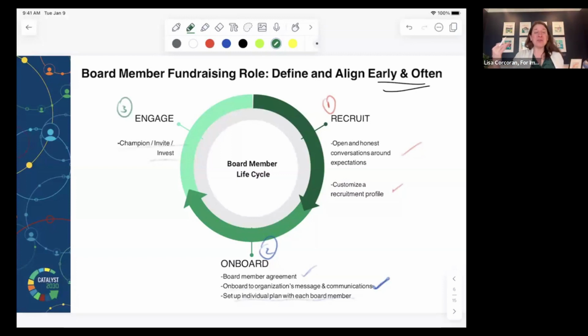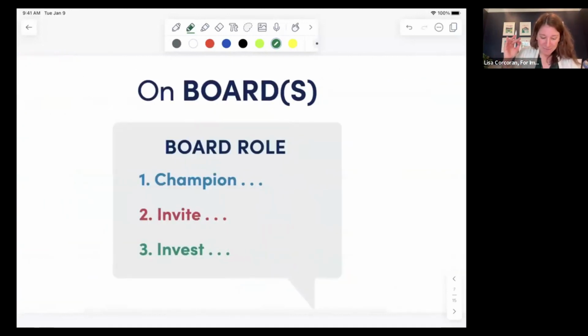Okay, so you came here, I suspect, to think through how do I engage my board around fundraising? We at For Impact have this really simple framework that we use. It's a 3-part framework, and it goes like this. You can be a really helpful and productive board member if you can do 3 things when it comes to fundraising. If you can be a champion of the organization, we're going to break each of these down, if you can invite, and if you can invest.